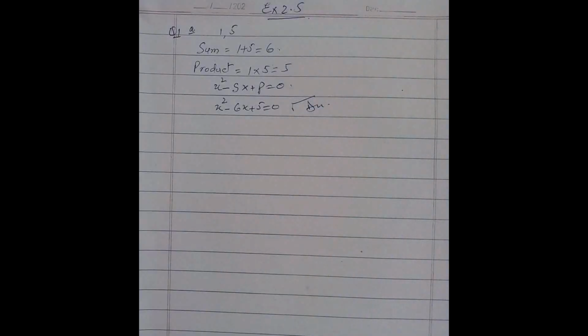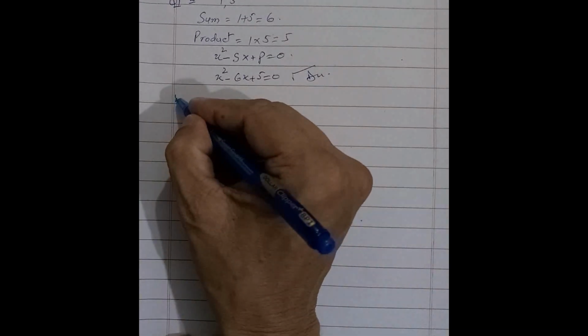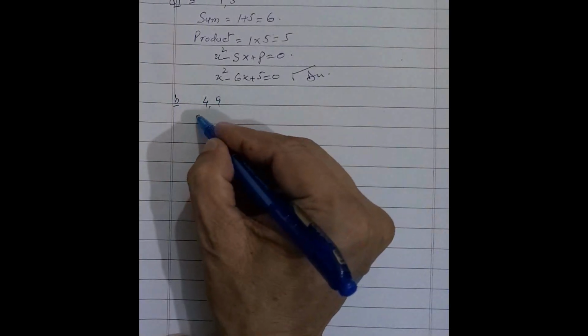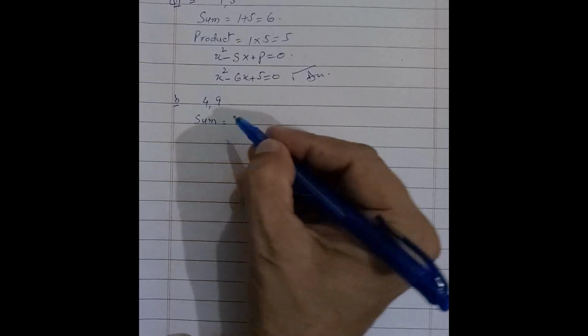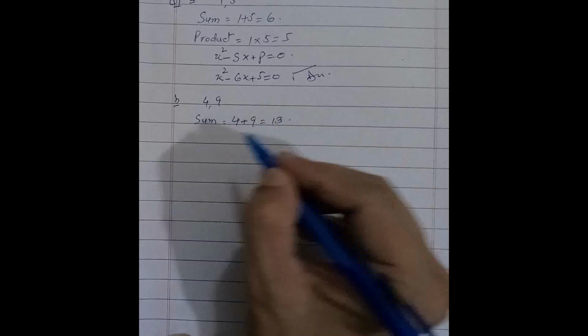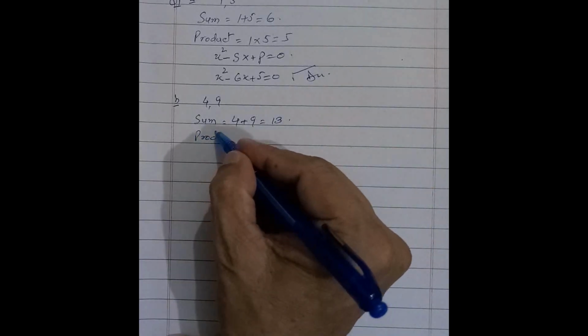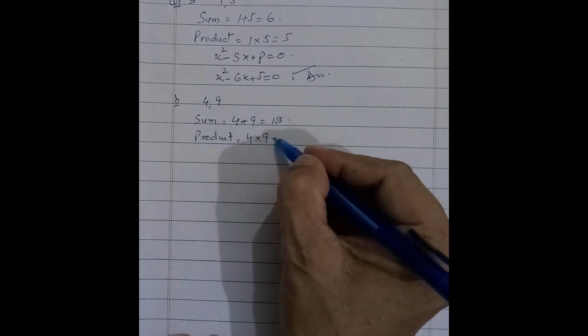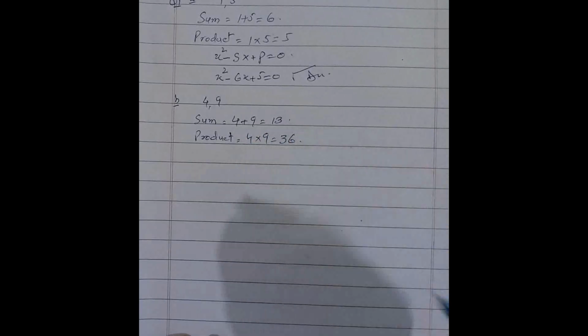And it is the quadratic equation having roots 1 and 5. And the B part is 4 and 9. Sum of roots, we have 4 plus 9 is equal to 13, while product is equal to 4 multiplied by 9, which is equal to 36.